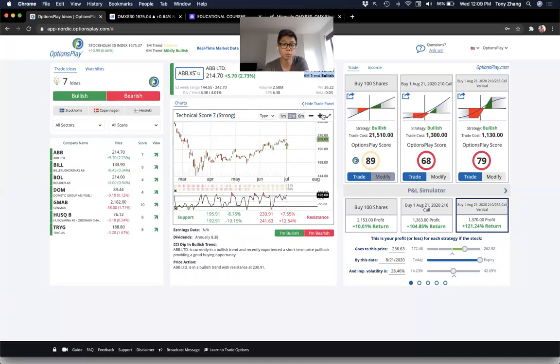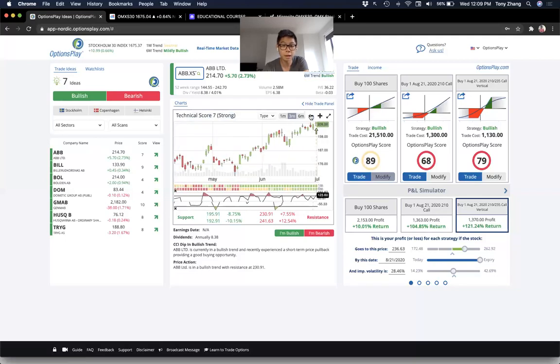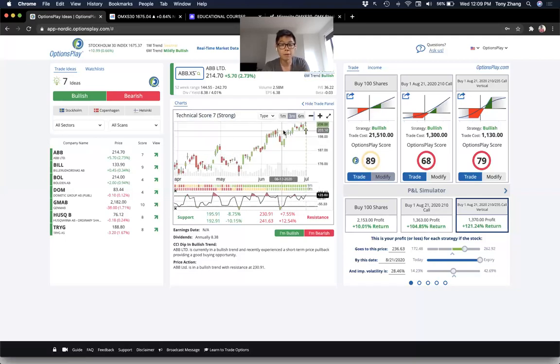Now, I will also point out from my eye, just quickly zooming out, what you have here is, let's just call it a resistance level around 200. So it acted as resistance, broke out, and then came back to retest this as support, and is now starting to move higher. That leads me to believe that 200 is a pretty solid support level here on ABB.